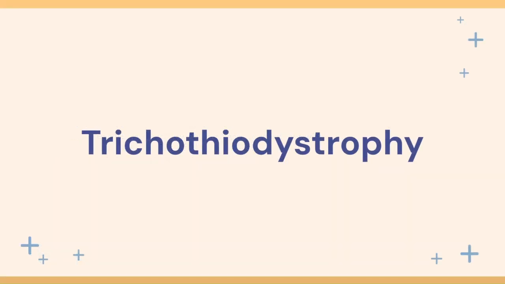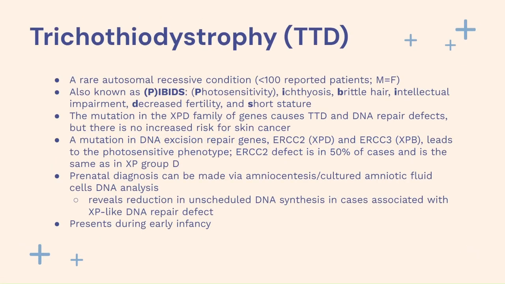Moving on to TTD, trichothiodystrophy, also known as PIBIDS, an autosomal recessive condition. PIBIDS is a mnemonic that's used to help remember this. The mutation is in the XPD family of genes, XPD being a part of the DNA repair defect pathway, excision repair genes. So there's XPD, which is ERCC2, and XPB, which is ERCC3. How do you remember that ERCC3 is B? Well, the 3 looks like an unfinished B. That's basically how I remember it. And then 2 is, good luck.